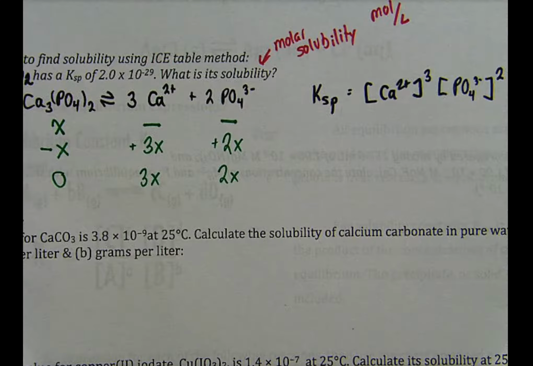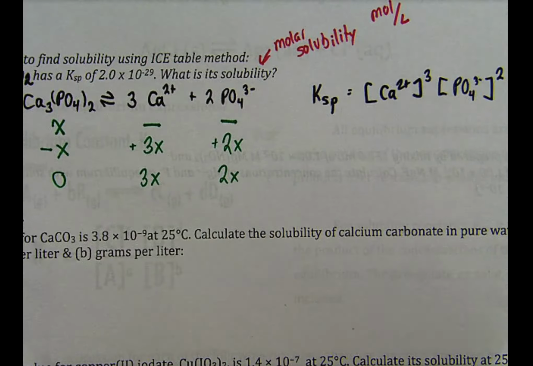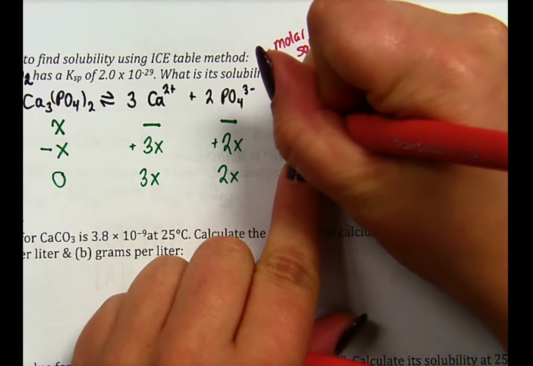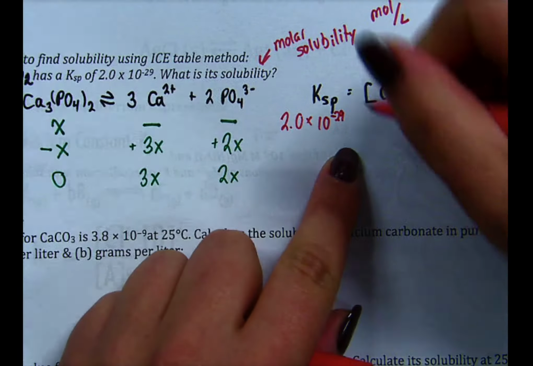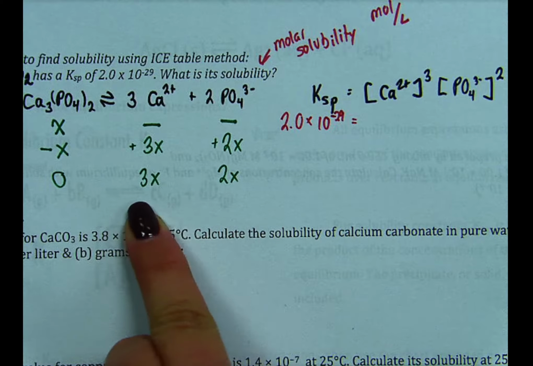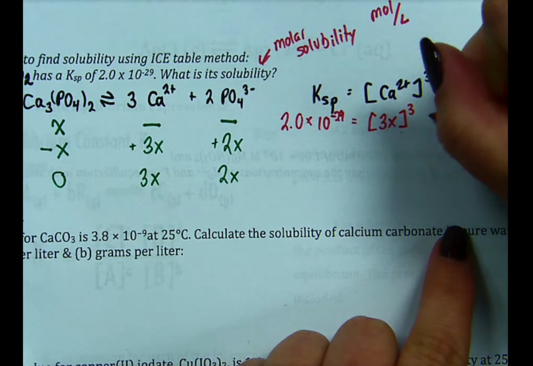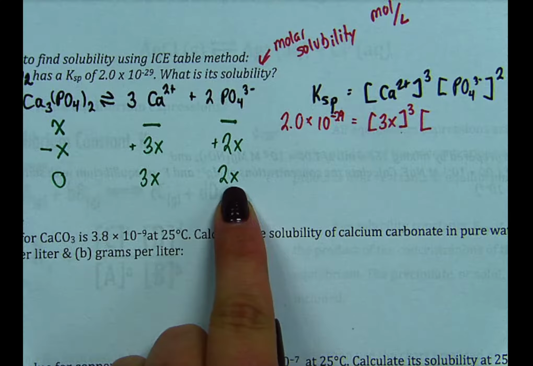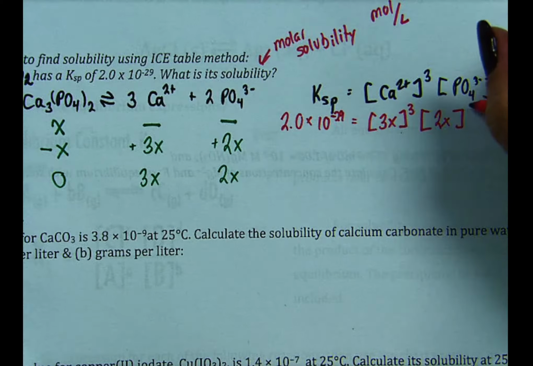Okay, now we plug in our values. Our Ksp is 2.0 times 10 to the negative 29th. So we know that X is going to be really, really small. That's a low Ksp. That means very little of it dissolves. Okay, so 2.0 times 10 to the negative 29 equals, at equilibrium, our concentration of calcium is 3x raised to the 3rd power, times our concentration of phosphate, 2x, raised to the 2nd power.